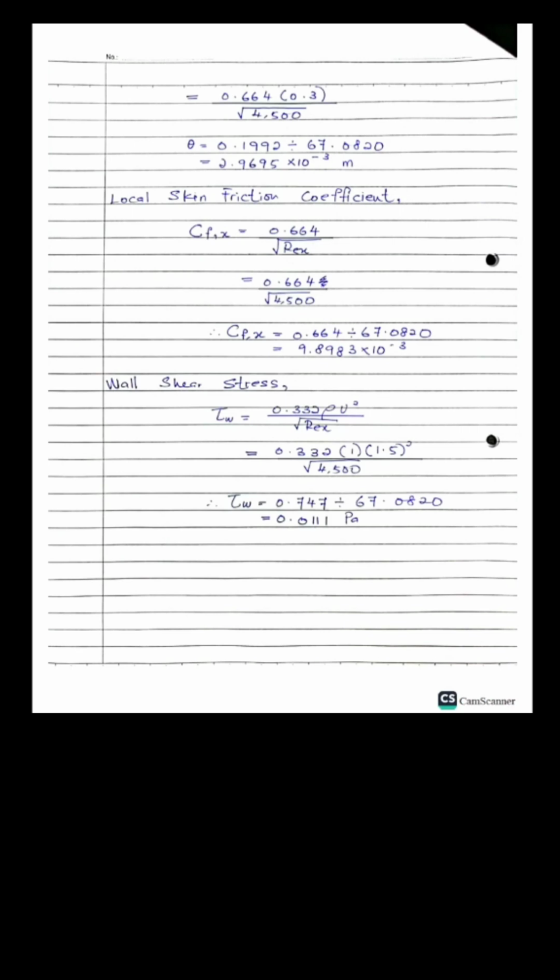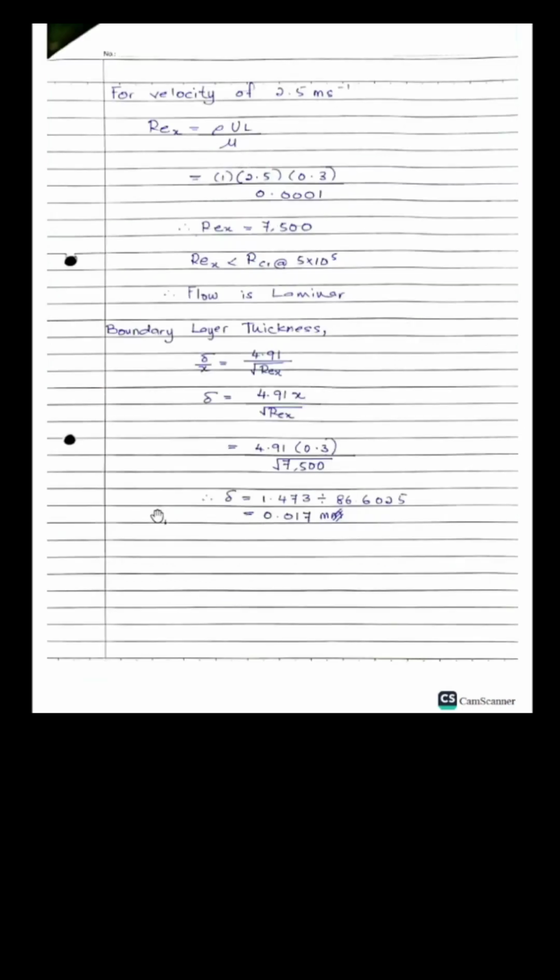As for local skin friction coefficient, we are going to divide 0.664 with the square root of Reynolds number, which is 4500, and we will get 9.8983 times 10 to the power negative 3. Finally, for wall shear stress, we are going to multiply 0.332 with our density and also our velocity squared and divide it with the square root of 4500, which is our Reynolds number, and we will end up with 0.0111 Pascal. Now, moving on with velocity of 2.5 meter per second.